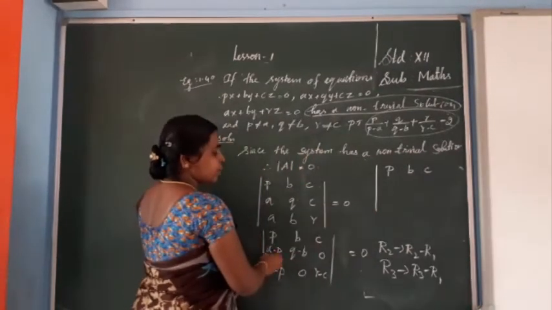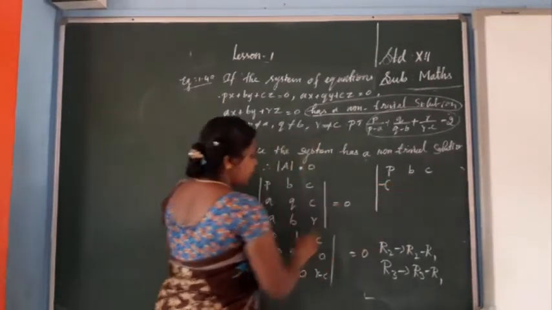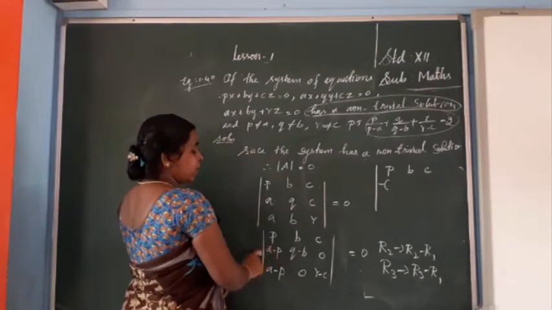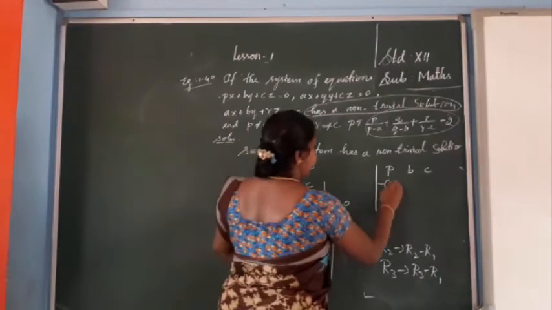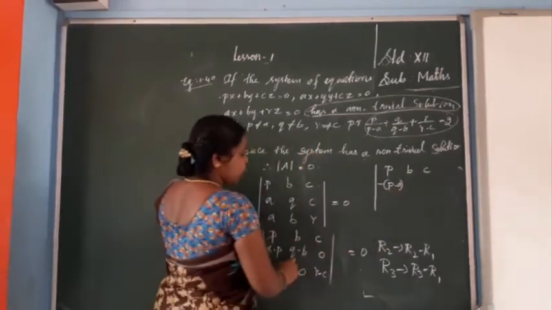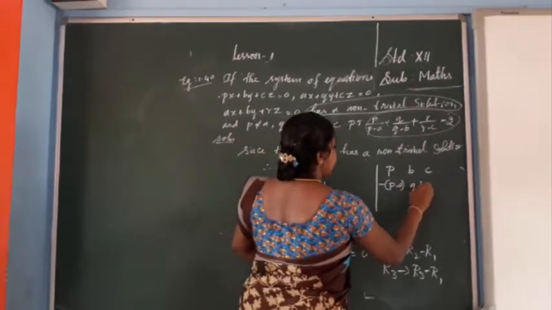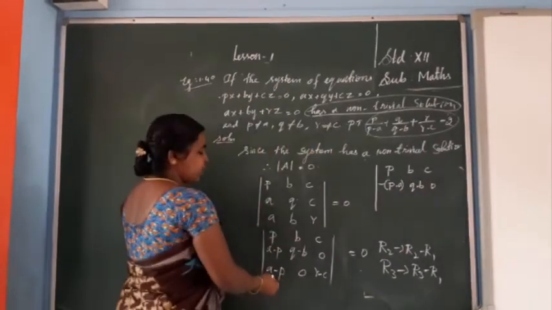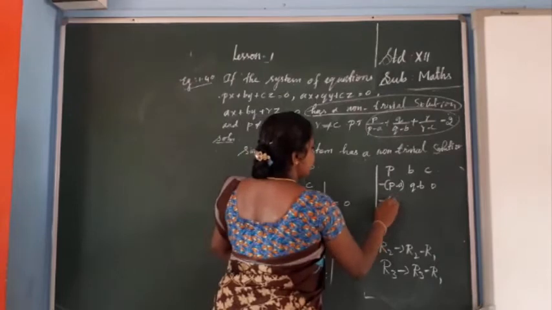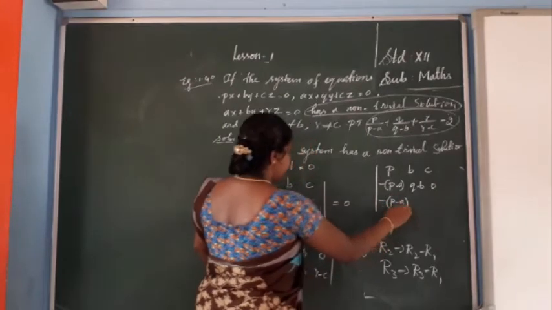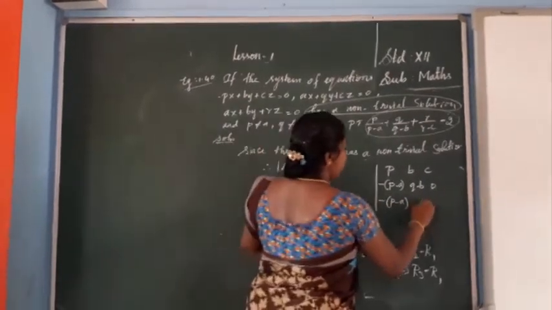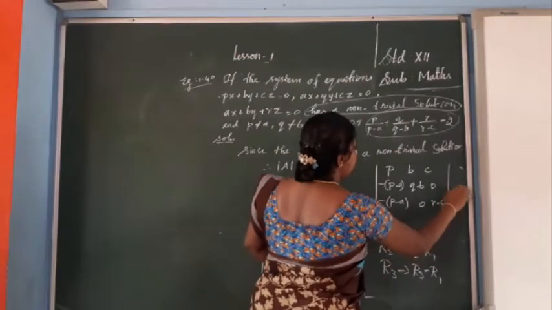So one minus you take, so minus into, now minus becomes plus, plus becomes minus, so p minus a, remaining no change. Okay, q minus b, 0. Okay, next third row also you take one minus in this element, so minus p minus a is 0, r minus c. Okay, equal to 0.